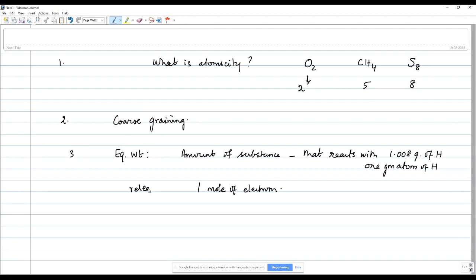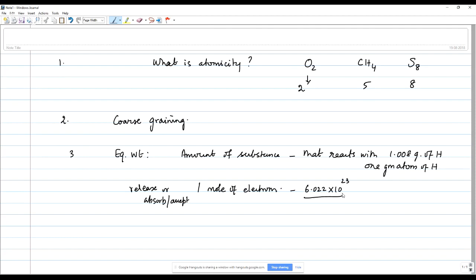Release or absorb, accept 1 mole of electron, namely 6.022 into 10 raised to 23 is the number. So in terms of the electron theory.